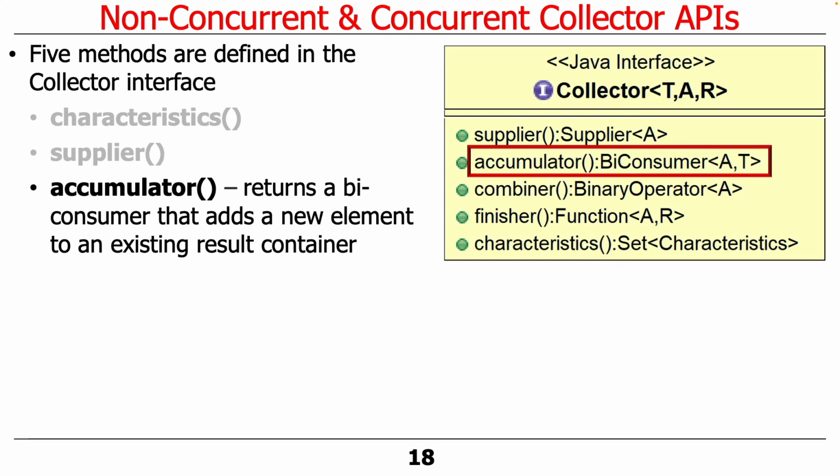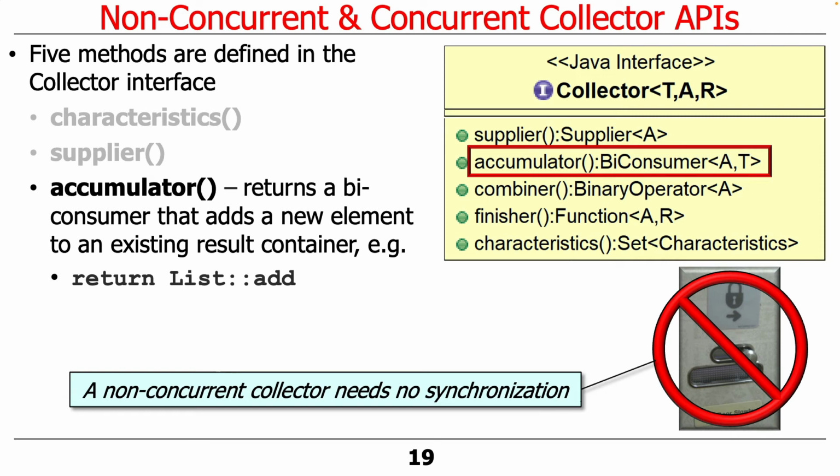The accumulator returns a so-called BiConsumer that will be used to add a new element to the existing result container. And a very common thing to use here, especially for non-concurrent collectors, is List::add. That's the method that takes a list and a new element and adds the item to the list. You don't need to have any synchronization for non-concurrent collectors, and List.add does not have any synchronization, so it's perfectly suited for that purpose.